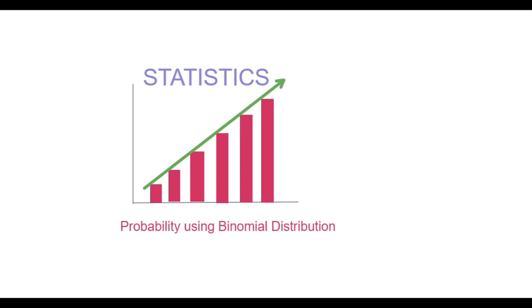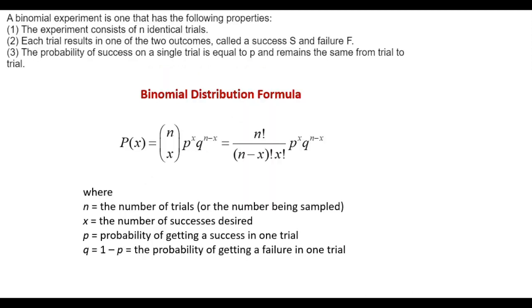Hello everyone. In this video, we are going to see the probability using binomial distribution. A binomial experiment is one that has the following properties. The experiment contains n identical trials and each trial has only two outcomes. One is success, the other one is the failure. And the probability of success on each trial is equal to p and remains the same from trial to trial.